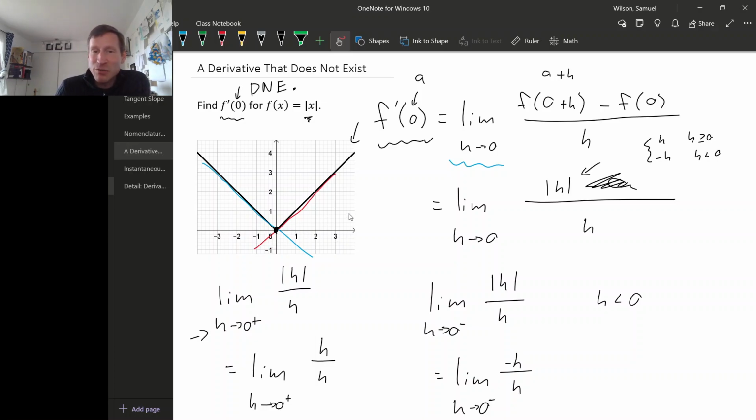The other examples that we've looked at with slopes of tangent lines have been nice, smoothly bending curves. And when you have a nice, smoothly bending curve like this, there isn't room for more than one tangent line. There's a single tangent line. And in this kind of situation, this limit that gives us the derivative would exist. So it's really the sharp corner that makes it so this derivative doesn't exist.